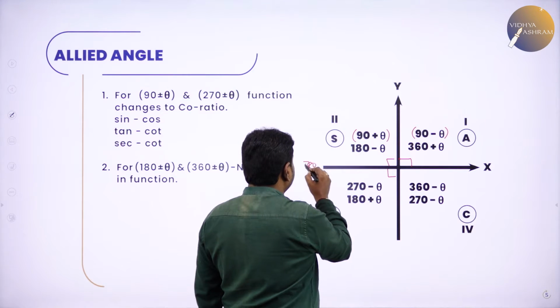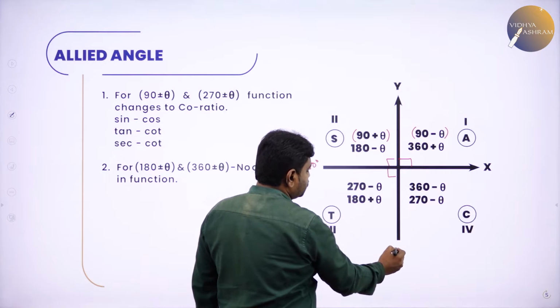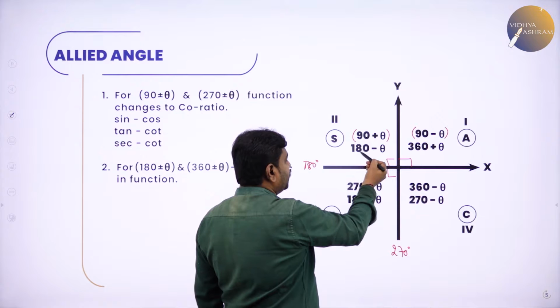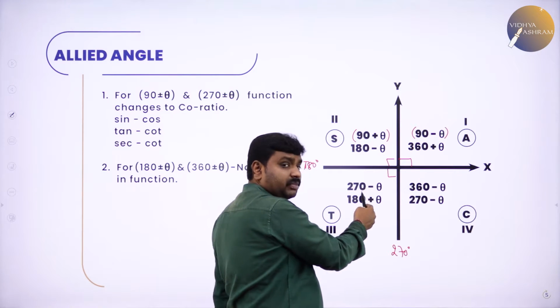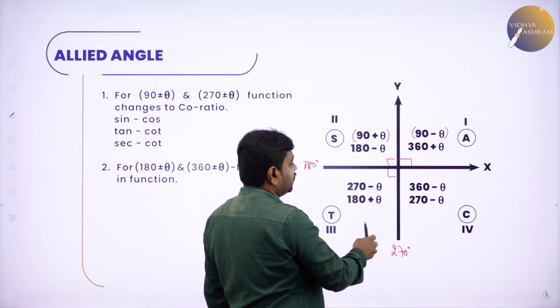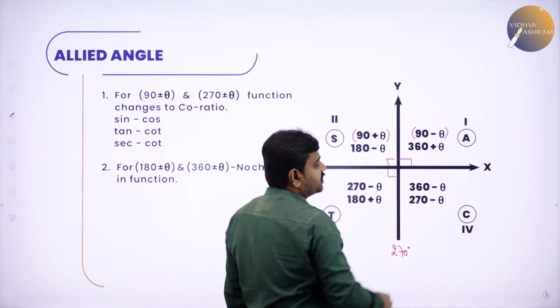So this is 180 degrees or pi. This is the 270 degree line. After 90 plus theta comes 180 minus theta. Third quadrant: 180 plus theta and 270 minus theta. Then 270 plus theta and 360 minus theta.